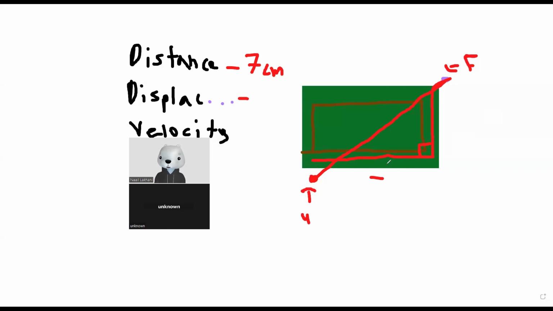Haha. Okay, so let's say you go to the right 5 centimeters. Yes, let's just use a Pythagorean triple to make it easy.